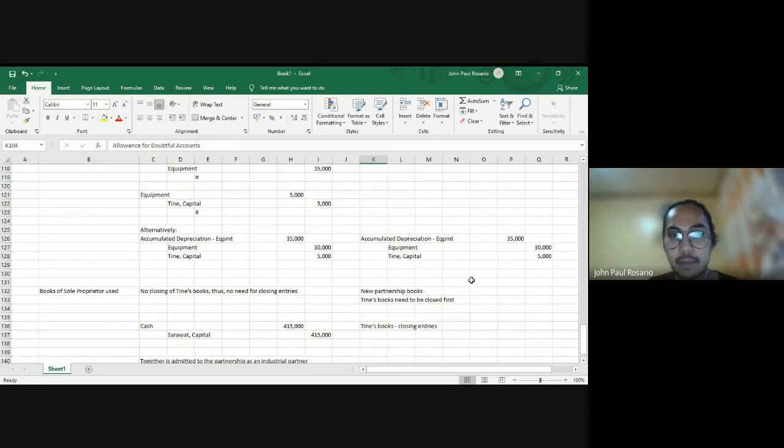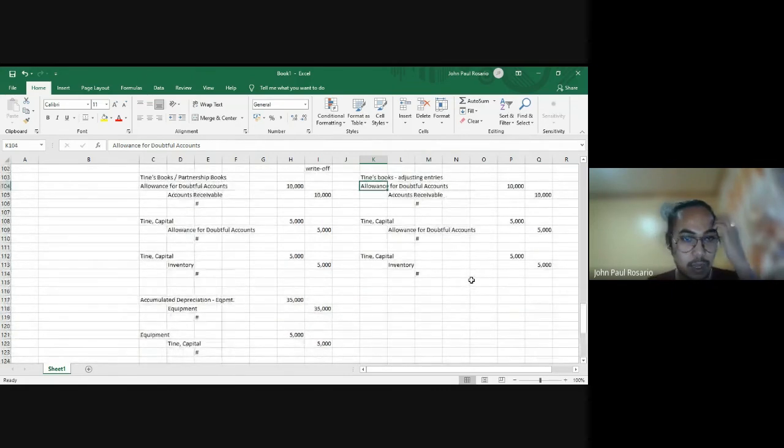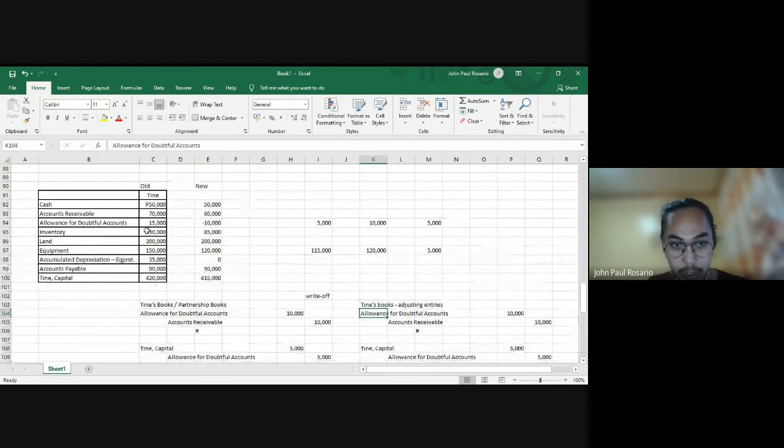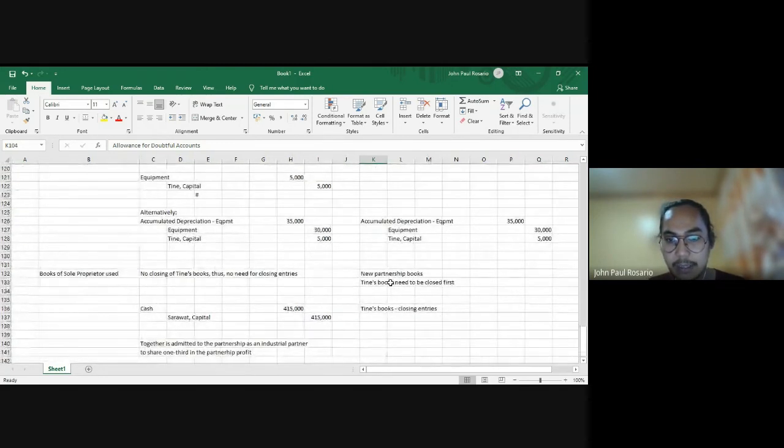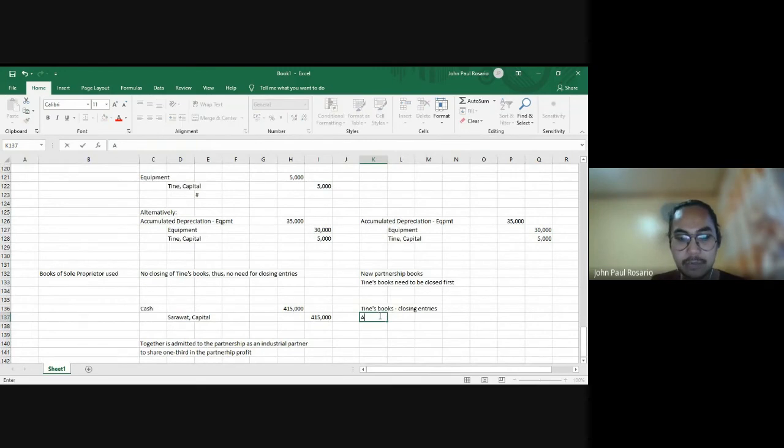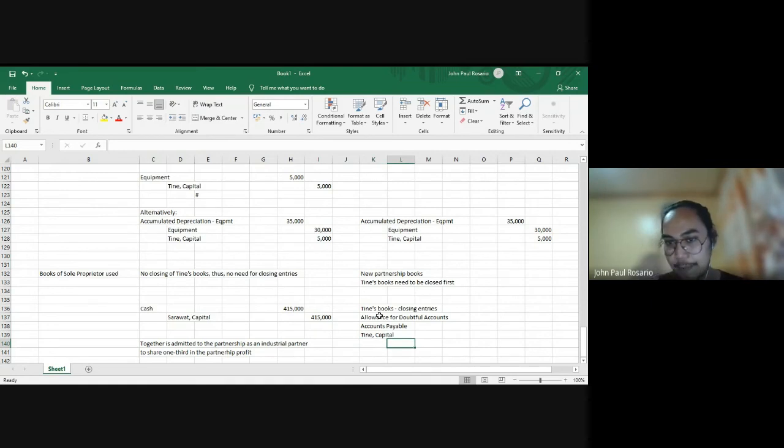So first, we have to determine kung unsa ang credit accounts ni Time. So ang credit accounts ni Time, based on the adjusted values, we have Time capital, accounts payable, and allowance for doubtful accounts. So we entry that here. So we debit allowance for doubtful accounts, and then accounts payable, and then Time capital. And then we go to the assets sa atong accounts sa books ni Time nga naay debit balance, we have to credit them para ma-zero ang balance.